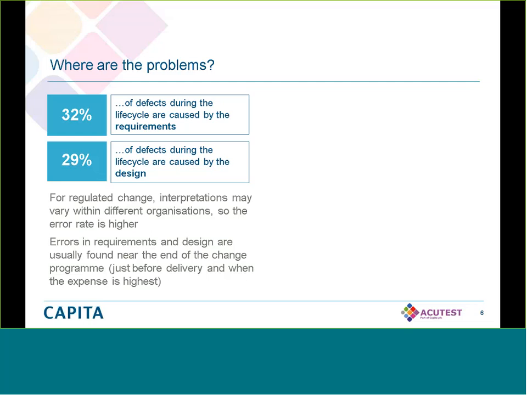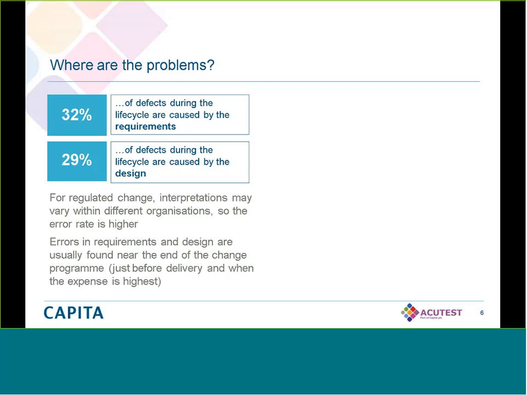And for regulated change, our interpretations often vary with other organizations who are making the same changes. So the error rate in these circumstances is most definitely higher. And this, in my view, is one of the biggest areas which cause delays and overruns for large regulatory change programs. So when we look at this, we can say, well, what should we be doing here?